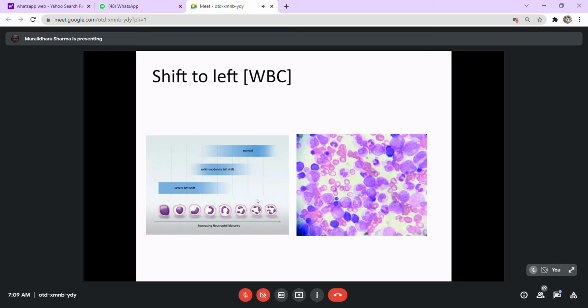Now, the next point which we study under the peripheral smear is based upon the morphology of the cells: we study the shift. To understand what we mean by shift, you need to know the pattern of growth of the cells. In the case of white blood cells, they originate from the myelocytes present in the bone marrow, and they are bigger, around 20 microns in diameter, and the nucleus almost occupies the whole cell.